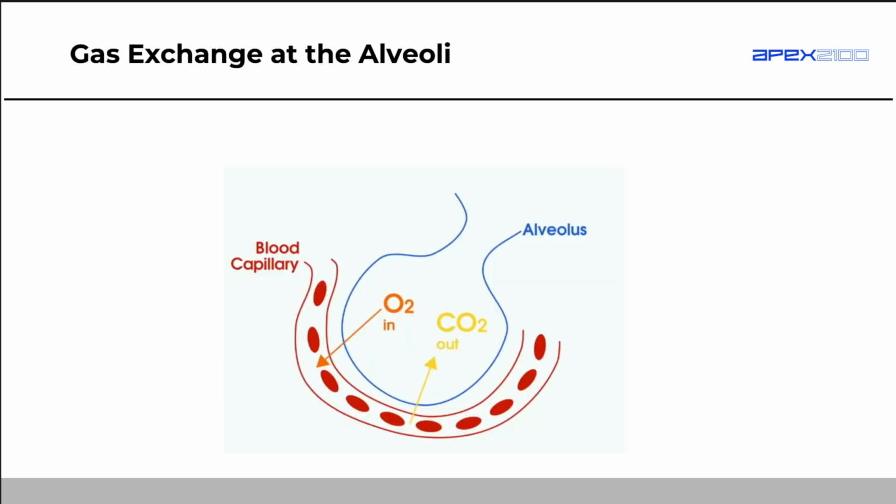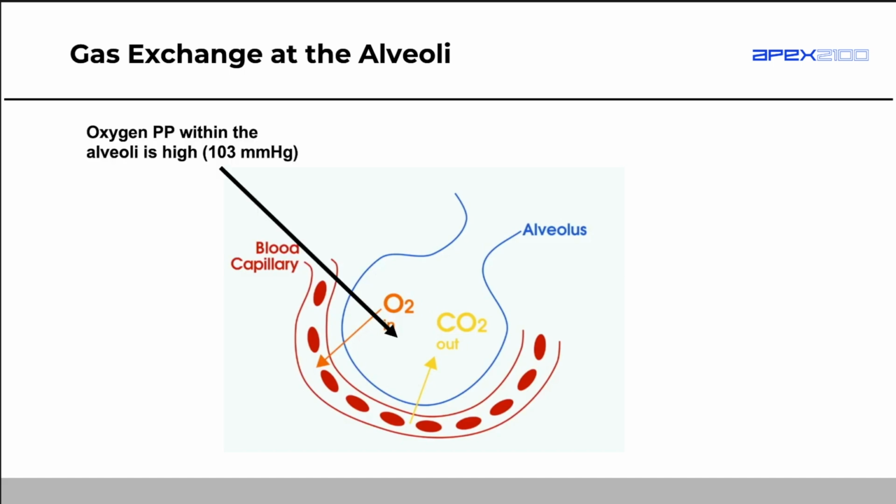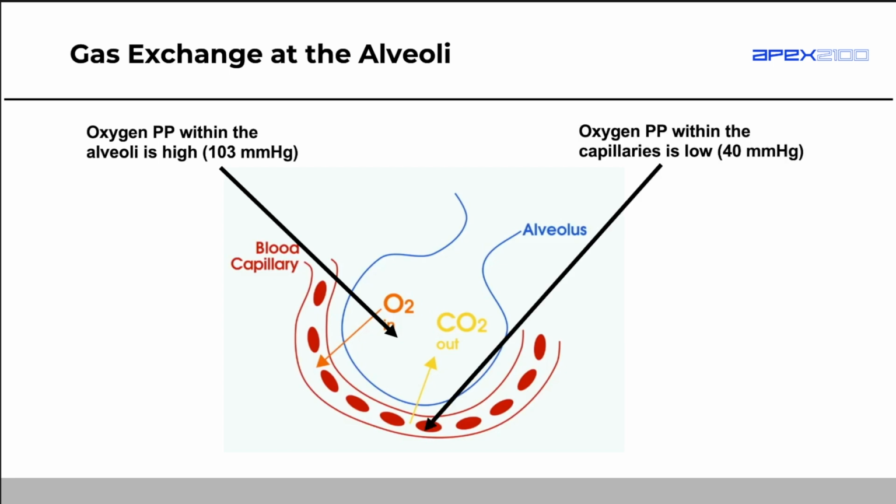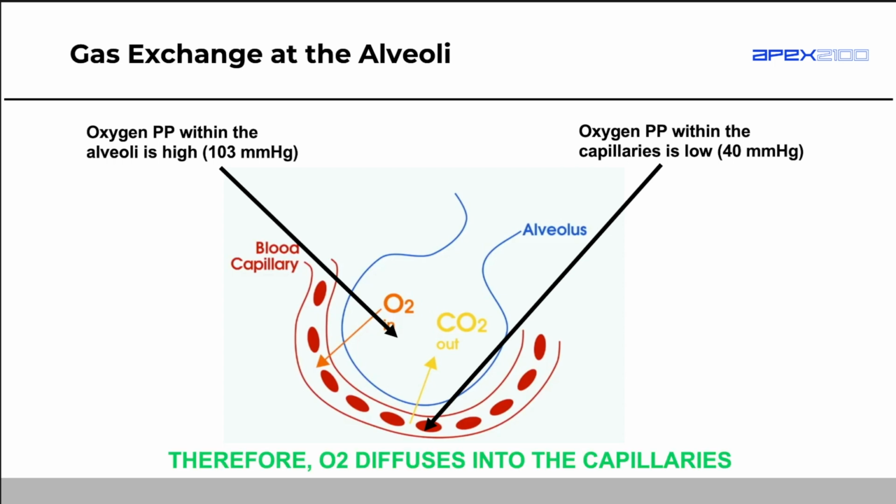So here we go. We've got the alveoli in blue and the blood capillary there in red. Oxygen is going to go from the alveoli into the blood. Carbon dioxide is going to come from the blood into the alveoli to be breathed out. So how does that occur? Now, in the alveoli, the partial pressure of oxygen is high, about 103 millimeters of mercury, versus in the blood, the partial pressure of oxygen is low. It's about 40 millimeters of mercury. Therefore, the oxygen will diffuse into the capillaries. It will just pass through that barrier and go into the blood.